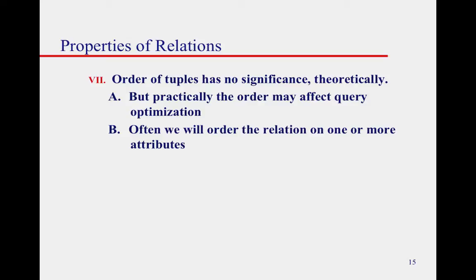So in practice, the order makes a big difference in terms of efficiency. But in theory, there are no two instances of a relation which have the same set of tuples but which are in different orders. They're identical. Same thing with the attributes. I give you two relations and the columns are in different orders. They are the same relation.